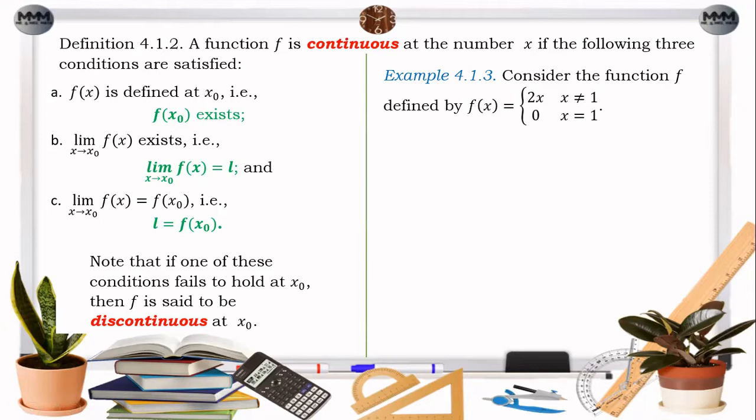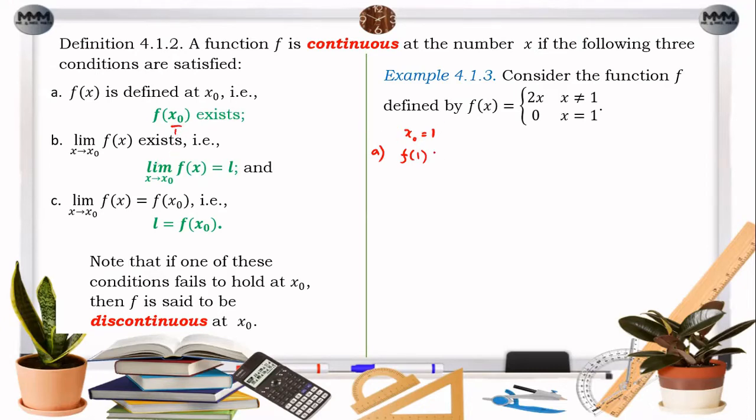So we will show here the three conditions to determine if the given function is continuous or not at a given point. Now here we choose x sub 0 to be equal to 1. Then we will show letter A. For the first condition, we will try to find f of 1 because our x sub 0 here is what we have chosen as 1.